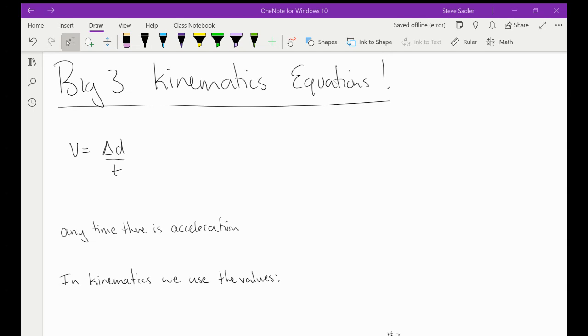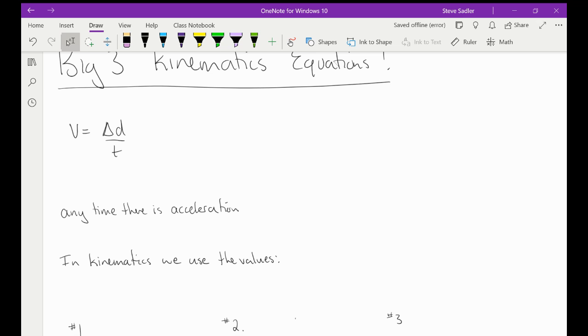All right, welcome everybody to the big three kinematics equations. As we are getting into harder physics problems or harder kinematics problems, we will need to use different formulas. The reason is that if we look at this formula right here, this is the velocity formula. Don't have my vector symbols there. If we look at this, this only gives us average velocity.